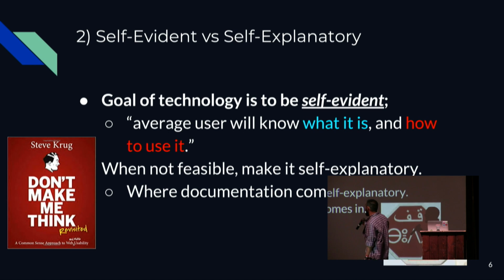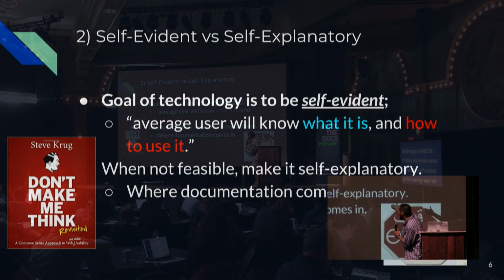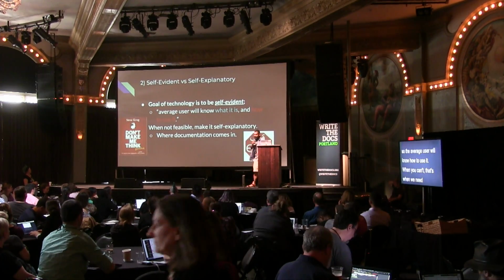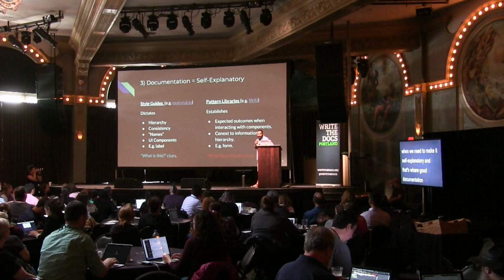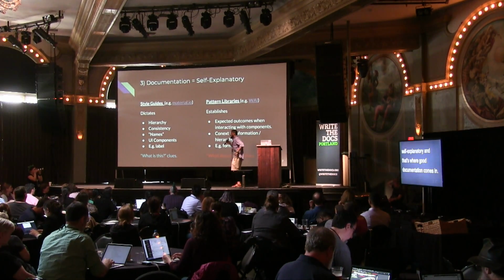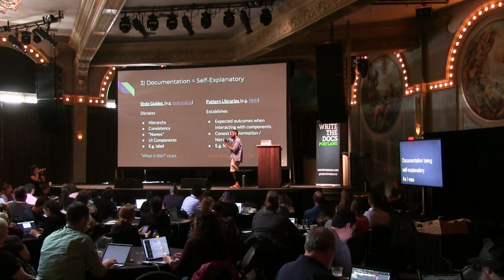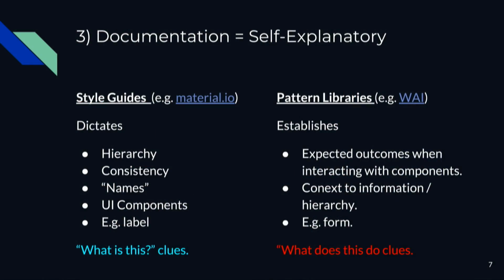Some similar theories and concepts that you see in human-centered design and human-computer interaction is the difference between self-evident and self-explanatory. Technology should be intuitive and make sense. It should be self-evident so that the average user will know what this is and how to use it. When you can't, that's when we need to make it self-explanatory, and that's where good documentation comes in. So, documentation being self-explanatory. As I was reviewing the design of this technology, I started noting different hierarchy and uses of different components throughout it. How often do I see this search bar or this nav bar? Is it persistent? I'm seeing hierarchy, consistency, the names of these components.